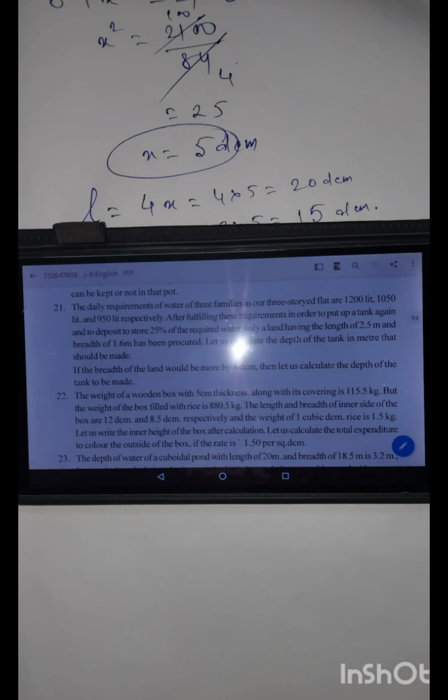Only a land having the length of 2.5 meter and breadth 1.6 meter has been procured. Let us calculate the depth of the tank in meter that should be made. If the breadth of the land would be more by 4 decimeter, then let us calculate the depth of the tank to be made.